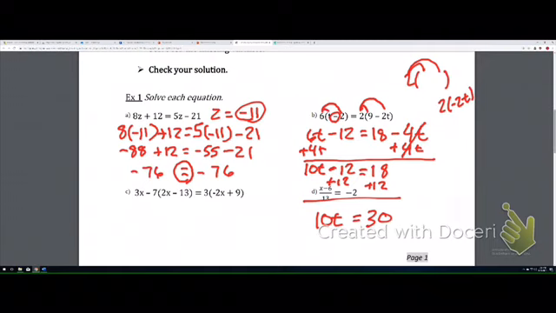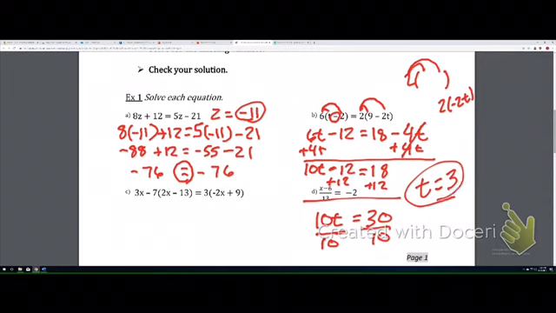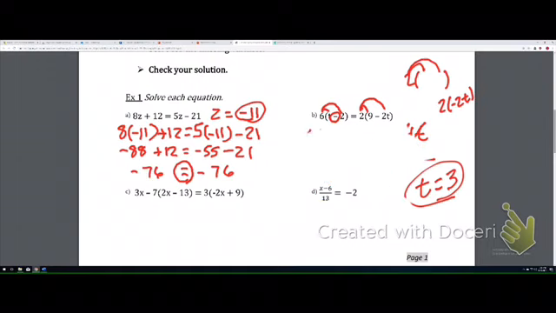So our missing variable is t. So currently t is multiplying by 10. So we're going to divide by 10 on both sides to give us t equals 3. So just like before, we're going to check our work. So t equals 3. We're going to put that after we erase all this.